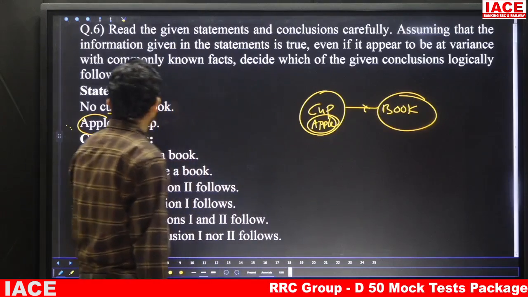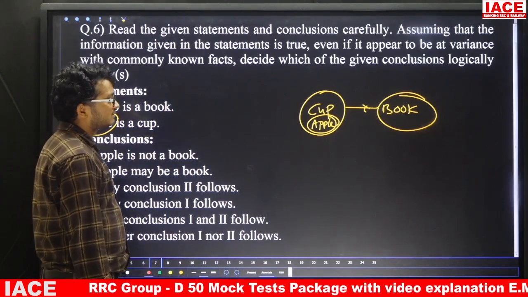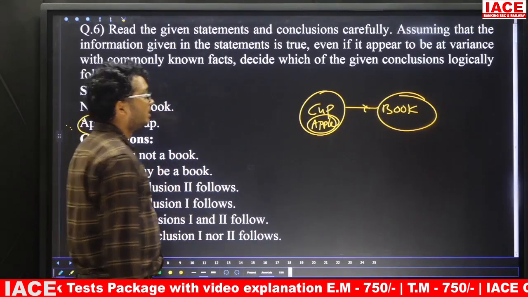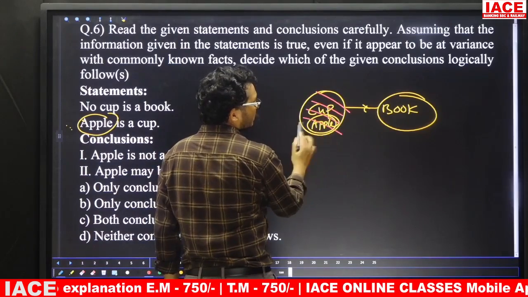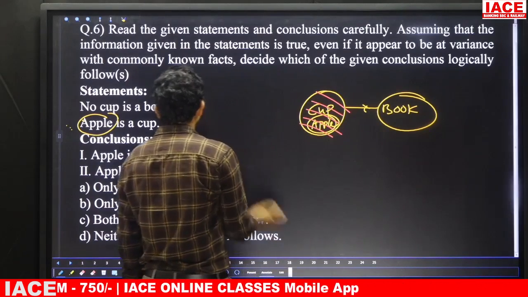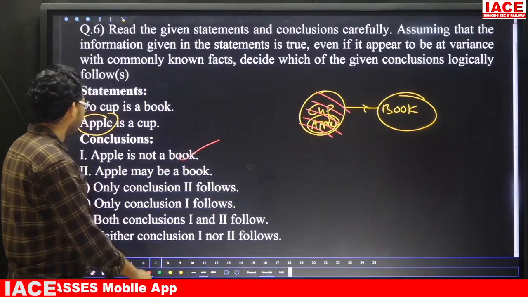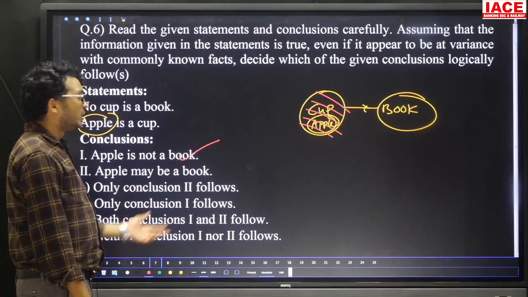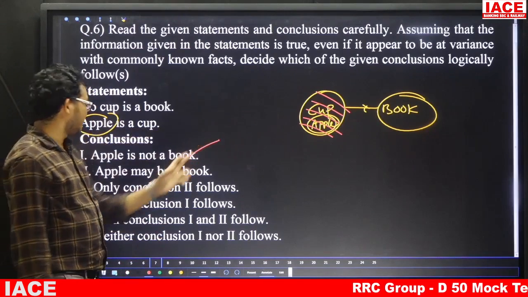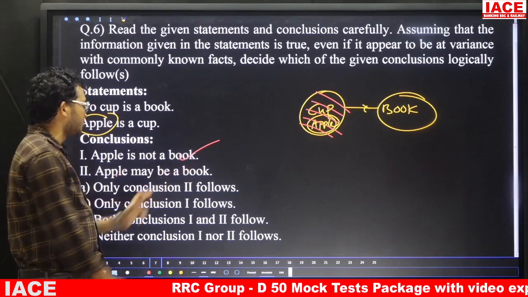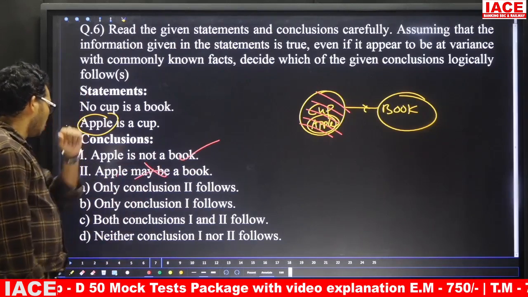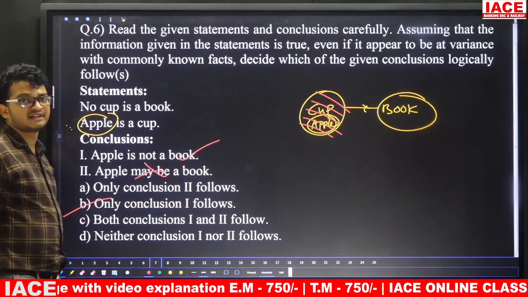Take the first conclusion here. Apple is not a book. That means all apples are not books. Here we know no cup is a book, then compulsorily no apple is a book. Yes, the first one is true. Second one: apple may be a book. We know all apples are not books, so there is no chance. That means the answer is only one follows. Option B is the answer.